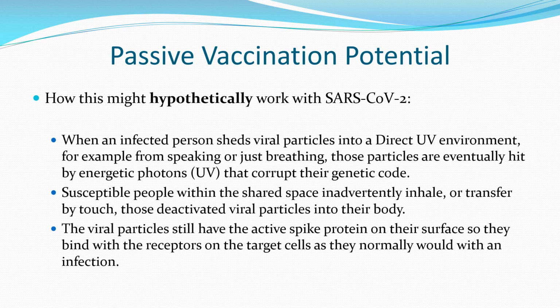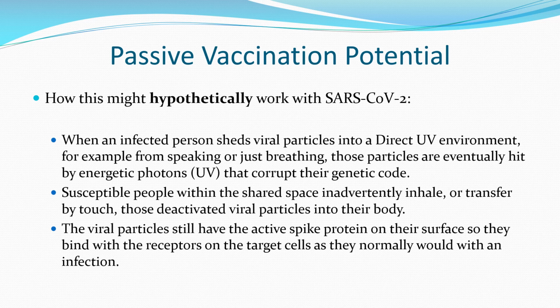So how could an ad hoc vaccine work? Well, we'll refer to it as a passive vaccination potential. This is how it might hypothetically work with the SARS-CoV-2 virus. When an infected person sheds viral particles into a direct UV environment, either from speaking or breathing, these particles are eventually hit by energetic photons, the germicidal UV, and that corrupts their genetic code.